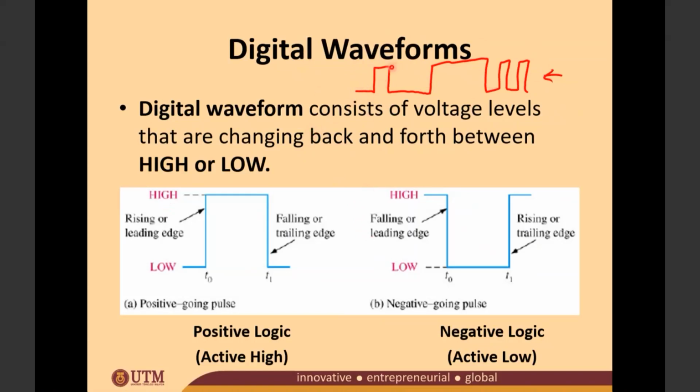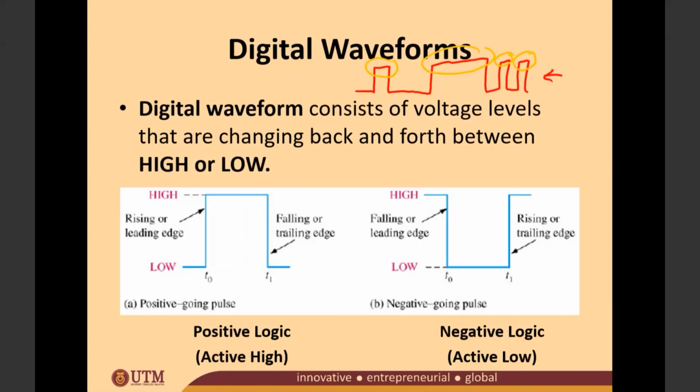Okay, and this digital waveform boleh dibahagikan pada dua jenis. First we call it positive logic, then the second one is negative logic. What is positive logic? Whatever is logic 1, we call it a positive logic. Sometimes we call it active high. So kalau kamu nampak yang produce satu ni, this is positive logic. This one is positive logic, and this one is positive logic.